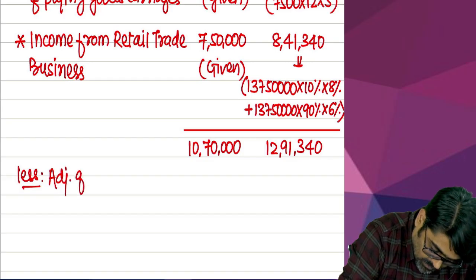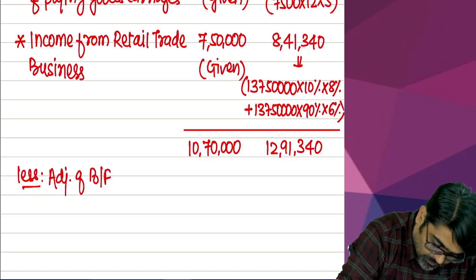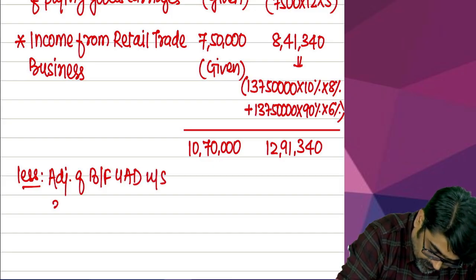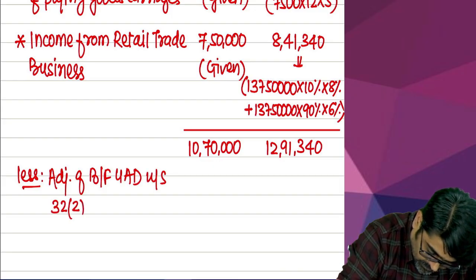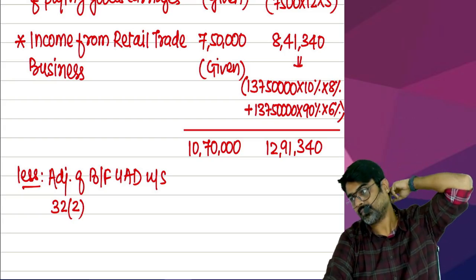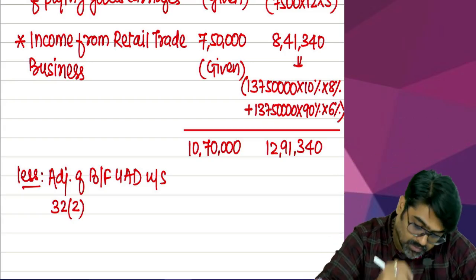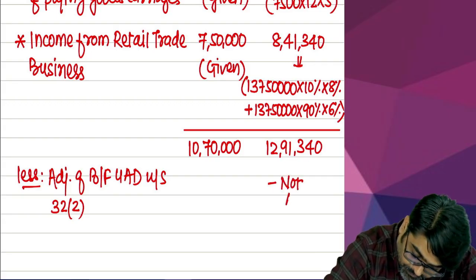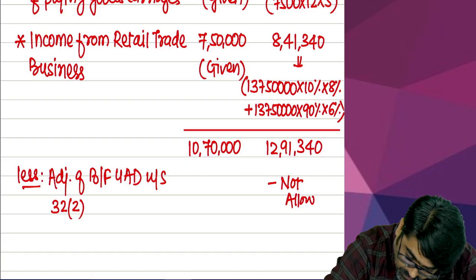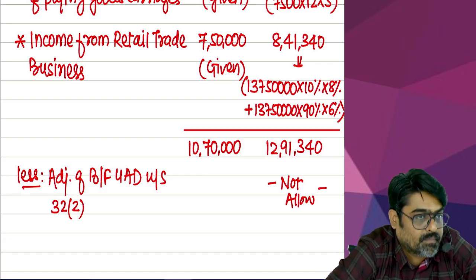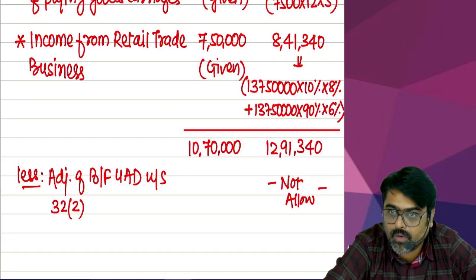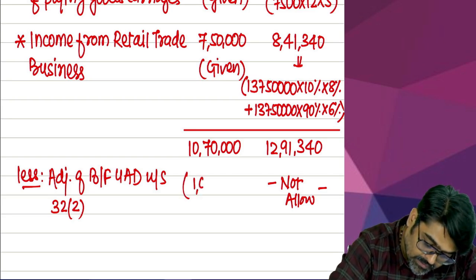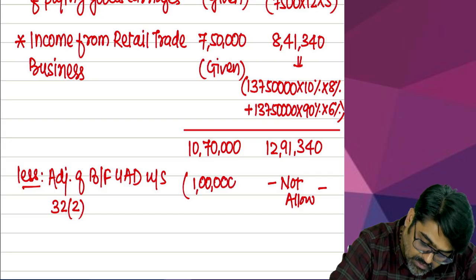Adjustment of brought forward unabsorbed depreciation. That you do under section 32. What will I say? Not allowed. Not allowed from your presumptive income. But can it be allowed from your normal income? Yes. How much was your unabsorbed depreciation? 1 lakh. 1 lakh was there, no?